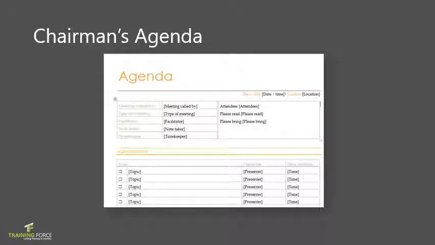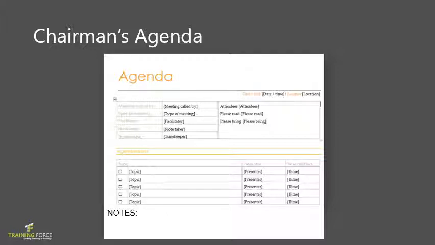A chairman's agenda is the same as the agenda for the meeting. The only difference is that it has added notes and space for the chairperson to write his or her comments. Always keep a copy of the agenda with you when attending the meeting, and one or two spare in case of emergency if someone didn't bring theirs.